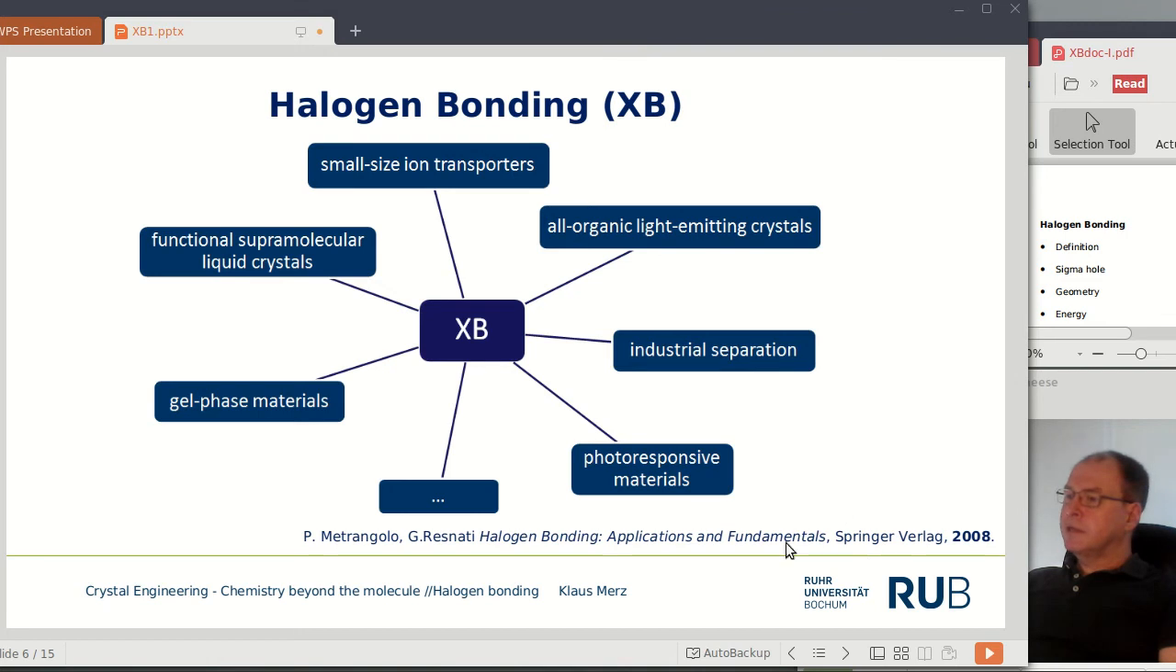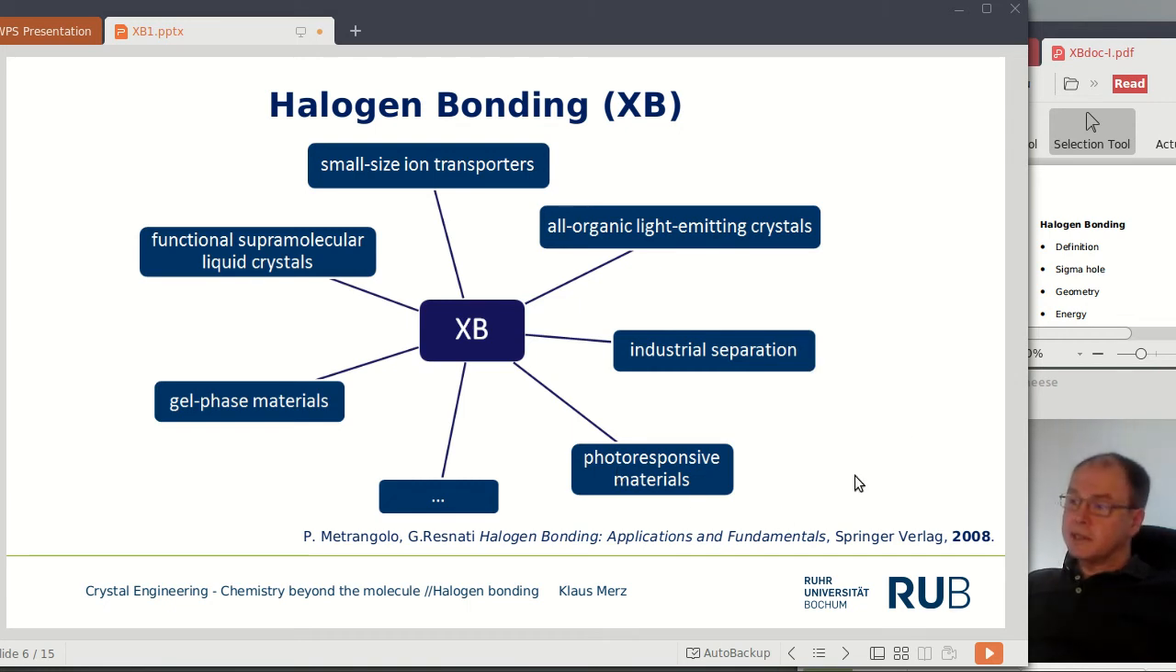This is a very nice figure from Metrangolo and Resnati. Both are big names in halogen bonding. It shows how you can use halogen bonding: small-size ion transporters, improving switchable light properties, and industrial separation using halogen bonding. Sometimes if you want to purify anything, it's very helpful.